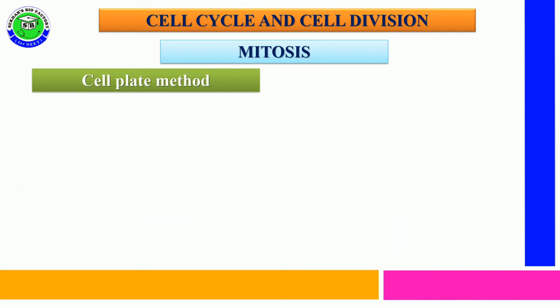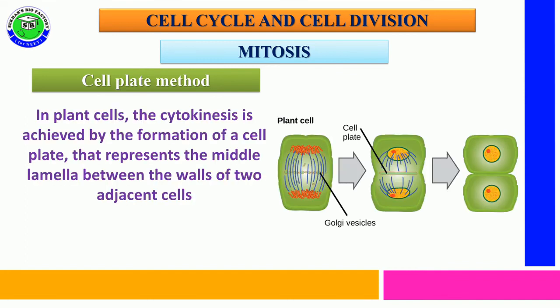The second method of cytokinesis is called the cell plate method. This method is seen in plant cells because a plant cell is surrounded by a well organized cellulosic cell wall. In plant cells, cytokinesis is achieved with the help of the cell plate method, and this cell plate represents the middle lamella in between two neighboring or adjacent cells.